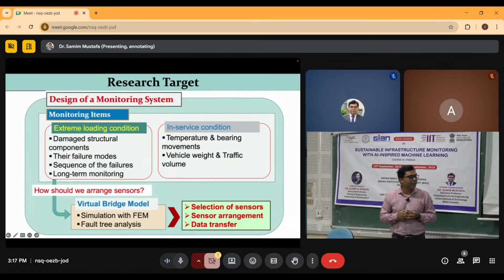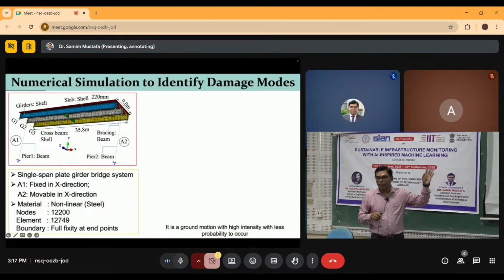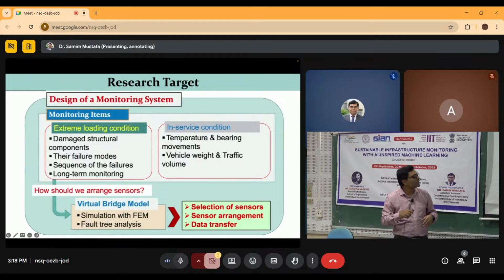So for that we need to place the sensors very judiciously and logically, where the possible damage will occur. I will give you a simple example in the form of a bridge. Then I will go to the in-service condition part. Oh, sorry, I forgot to discuss the in-service condition.